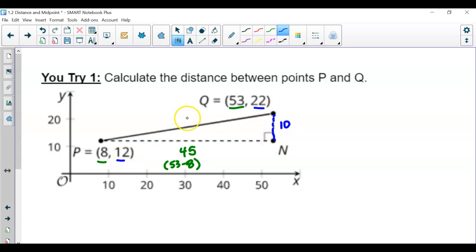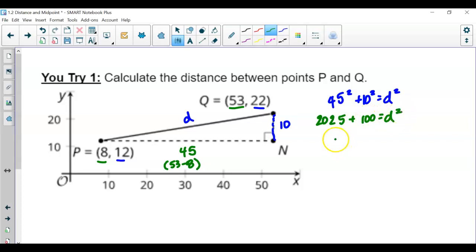Now I can set up and solve for d, my distance. 45 squared plus 10 squared is equal to d squared. Going through and solving, you should have gotten 2025 plus 100 is equal to d squared. You've got 2,125 is equal to d squared, and then of course, take the square root. So the distance between the two points, the length of PQ, is approximately 46.1 units.